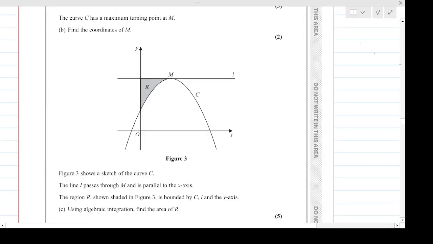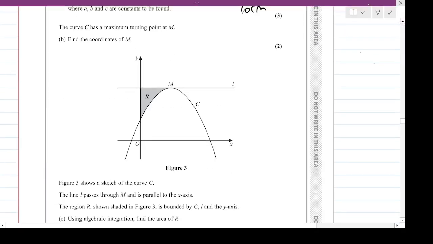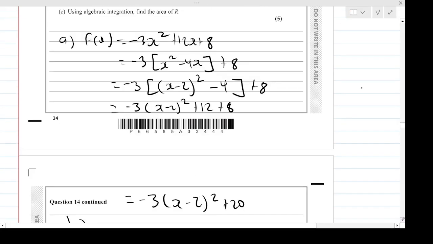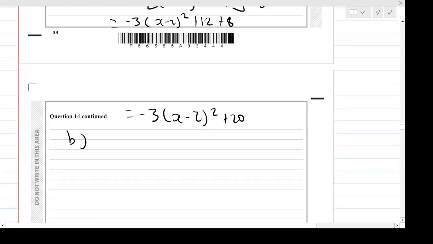Then it says part B, we're given the curve has a maximum turning point at M. You can see that here, it's the maximum point. It says find the coordinates of M. Now with completing the square, we don't have to differentiate in this case, because when we complete the square, to get the turning point, what we do is set the bracket to 0. So x minus 2 is equal to 0.